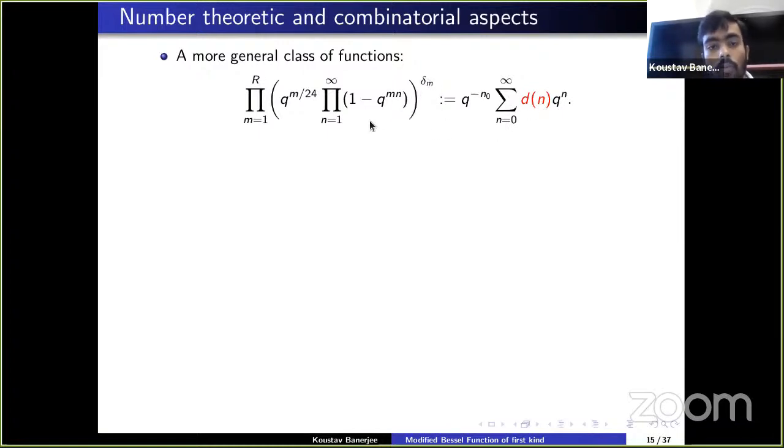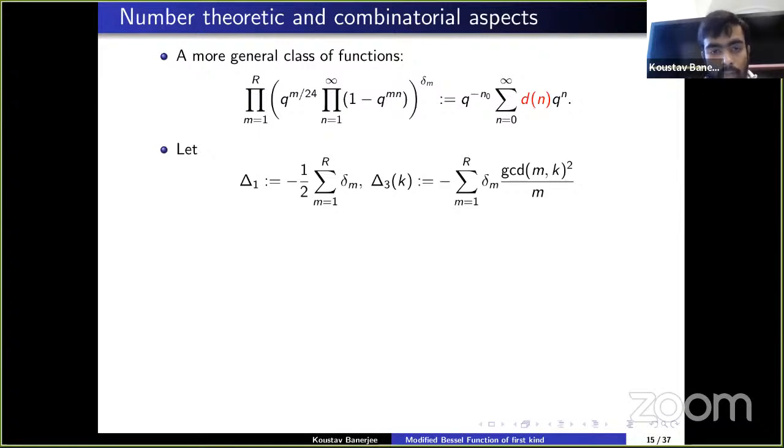One can see this formally, or otherwise one can see in the sense that this is actually a Dedekind eta quotient. If I take delta m to be minus 1 and r equal to 1, then I get q to the power minus 1 over 24, product over n from 1 to infinity of 1 over 1 minus q to the power n. Then this n0 will be 1 over 24 and dn will be pn, as we have seen earlier. So to this object, I associate two other parameters: delta 1 is defined to be minus half of the sum over m from 1 to r of delta m, and delta 3 of k is defined to be minus the sum over m from 1 to r of delta m times GCD of m and k squared divided by m.